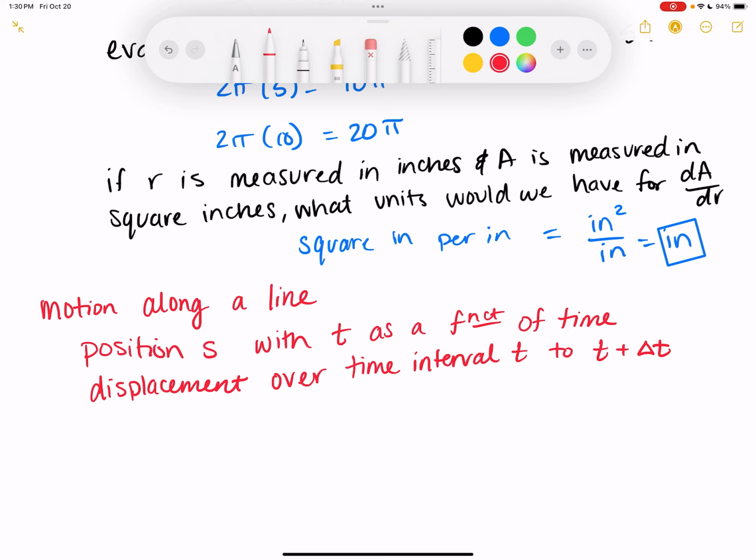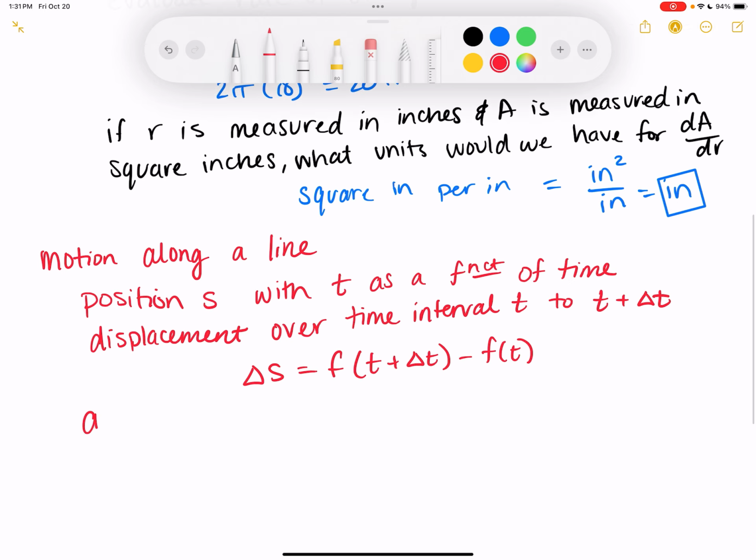All right, so motion along a line. Position s as a function of time, s equals f of t, and displacement over the time interval t to t plus delta t. So this equation is going to look like delta s is equal to f of t plus delta t minus f of t.